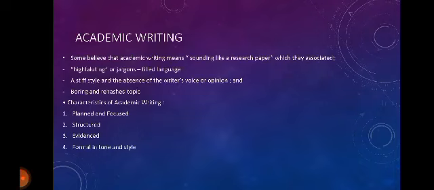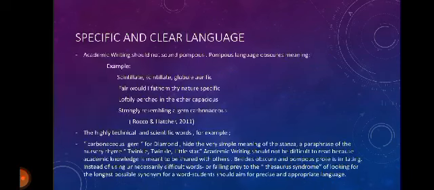Academic writing. Some believe that academic writing means sounding like a research paper, which they associate with highfalutin language or jargon, feigned language, a stiff style, the absence of the writer's voice or opinion, and boring, rehashed topics. Characteristics of academic writing: plan and focus, structure, evidence, formal in tone and style. Specific and clear language. Academic writing should not sound pompous.